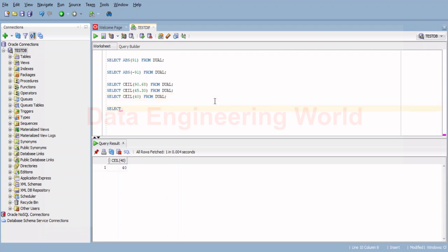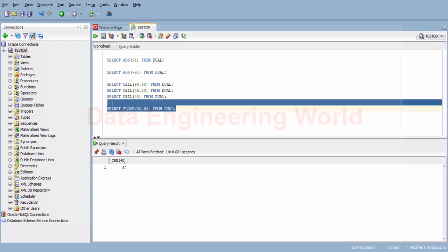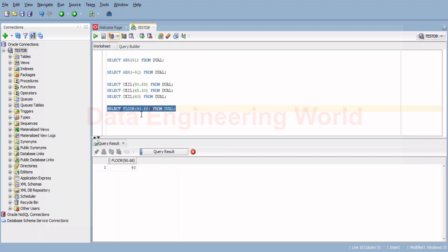Now let's use the same numbers with the floor function. So 90.68 will be rounded off to 90. Let's try another value, which is 45.30. This will give us the lowest integer, which is 45, in the output. So the floor function gives us the number smaller than or equal to the number which we are passing in the floor function.